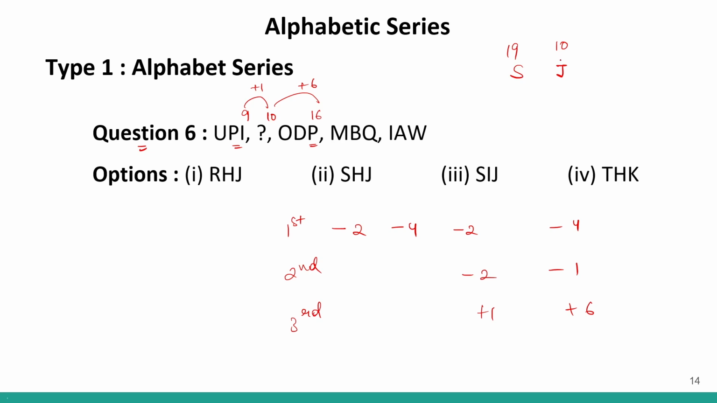Correct? This is for the third one. This is the first position, this is the third position, the second position will come in between. Now if I look at the options, what can I eliminate? I can eliminate option number 1. Option number 4 also I can eliminate clearly.